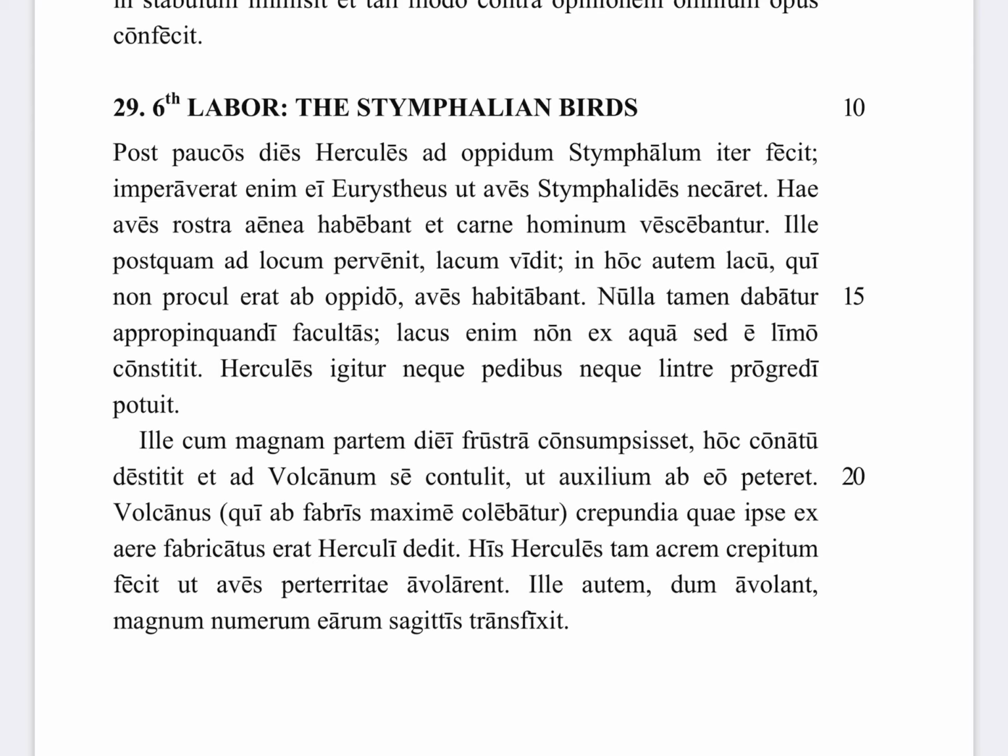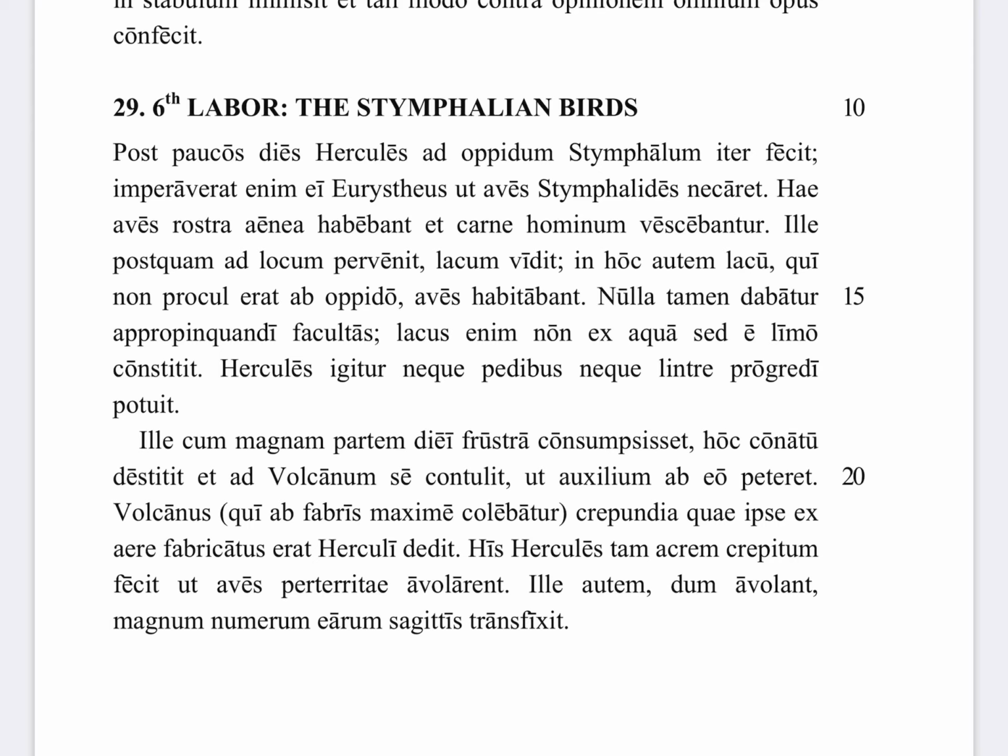Hae aves, these birds, rostra aenea habebant. Aenea means bronze. These birds had bronze beaks. Et carne hominum vescebantur, and they fed on the flesh of people. So they ate people food. Well, not people food, but food of people. Food made of people. All right.